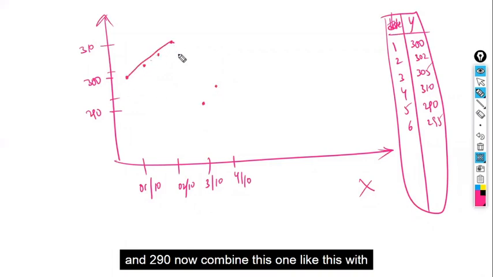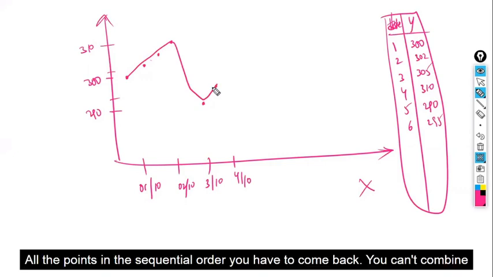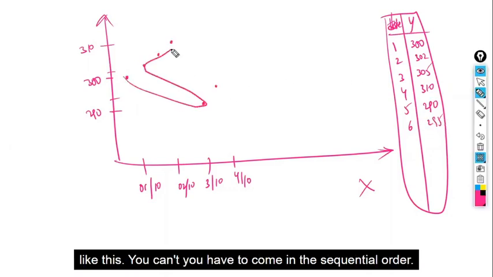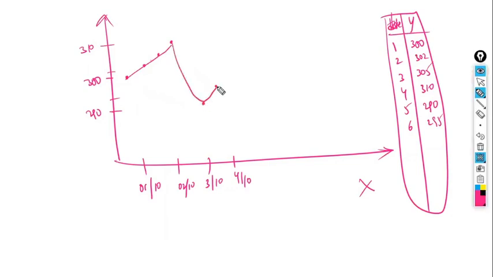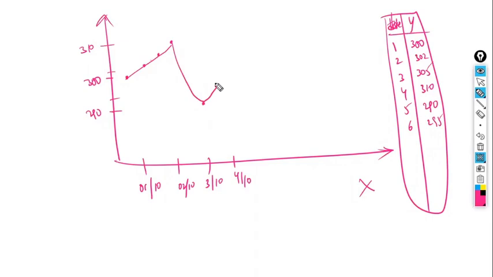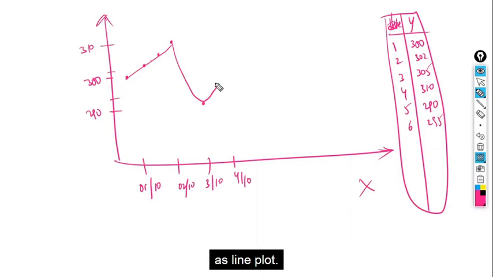Now combine these with a line. All the points in the sequential order you have to combine. You can't combine them as per your choice. You can't combine them like this. You have to go in the sequential order. Then it is called a line plot. Line plot means attaching the data points with lines.